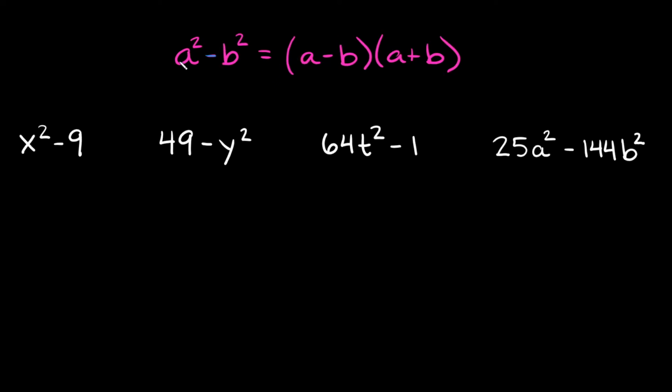because all you have to do is take the square root of each of these terms, okay? When you take the square root of a squared, you're going to solve for a. And when you take the square root of b squared, you're going to solve for b. Okay, and then when you factor it, it's simply going to be a minus b times a plus b.